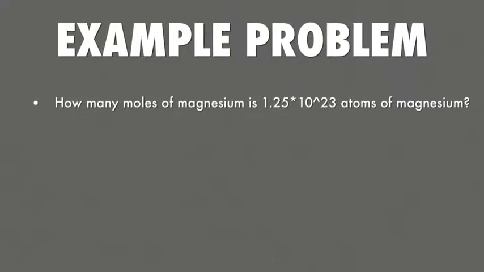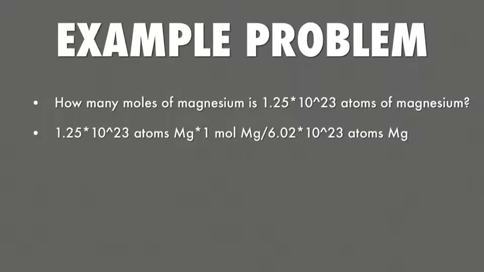Example problem. How many moles of magnesium is 1.25 times 10 to the 23rd atoms of magnesium? First step would be to take 1.25 times 10 to the 23rd atoms of magnesium, multiply it by 1 mole of magnesium, and divide by 6.02 times 10 to the 23rd atoms of magnesium. When you do the math, you find out there are 0.208 moles of magnesium in 1.25 times 10 to the 23rd atoms of magnesium.